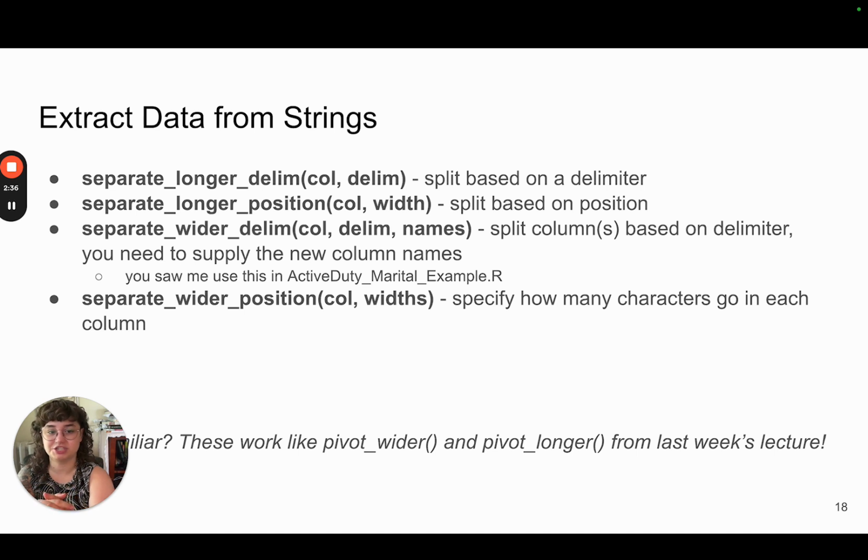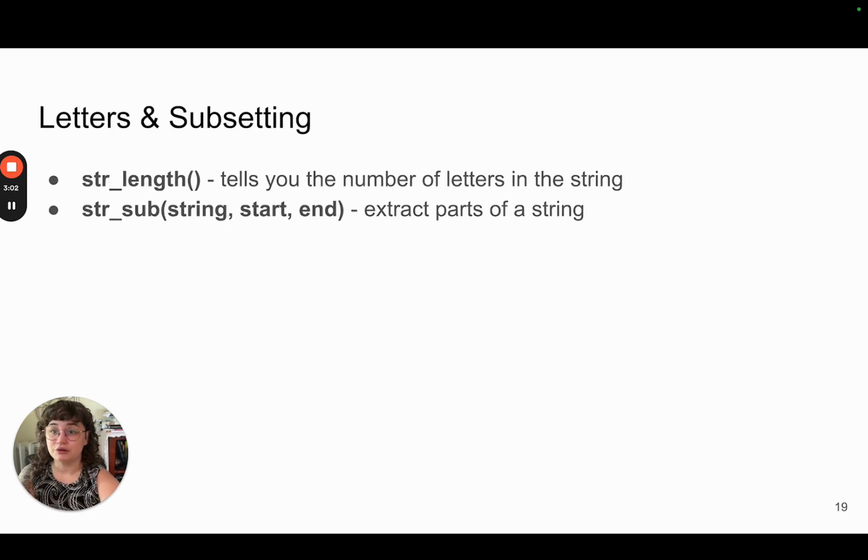And then separate_wider_position is going to specify how many characters go in each column. This should feel familiar to you because it's the same principles as pivot_wider and pivot_longer from last week. Essentially, we have a column or a row and we say, hey, wait a second, this has multiple variable types in it, like pay grade and pay type, and I want to separate it out. If it's a string value, these are the functions that you can use to do so. You can also count how many letters or individual characters there are in a string, and you can extract individual parts of a string. So let's say I want to extract just the second through fourth indices in a string. You can do that with str_sub.